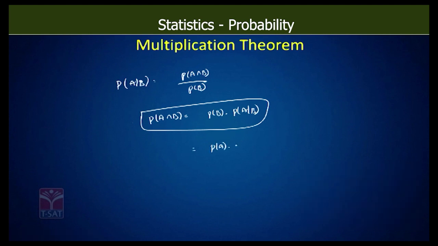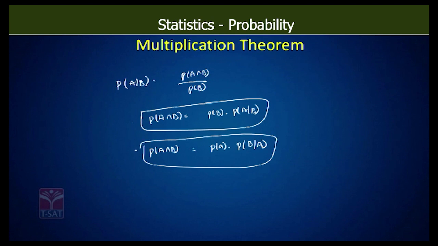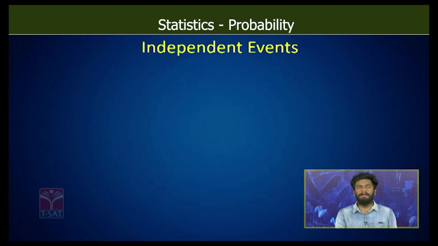P of A into P of B given A. The same formula for P of A intersection B. P of A intersection B is given by P of B into P of A given B, and also P of A into P of B given A.